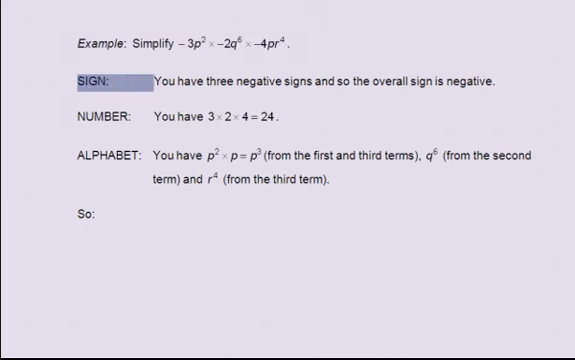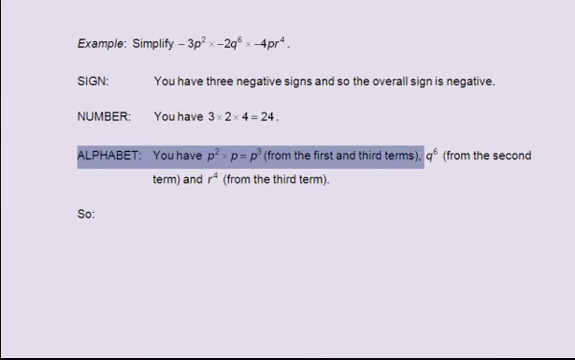Sign. You have three negative signs, and so the overall sign is negative. Number. You have 3 multiplied by 2 multiplied by 4, which equals 24. Alphabet. In alphabetical order, you have p squared multiplied by p, which equals p cubed from the first and third terms, q to the power 6 from the second term, and r to the power 4 from the third term.